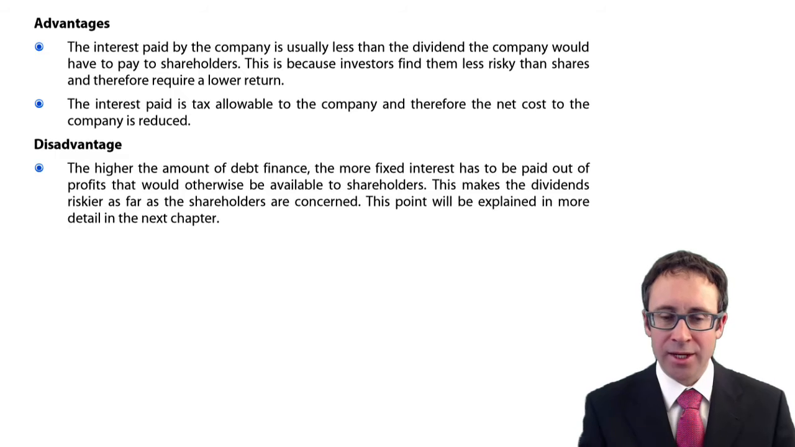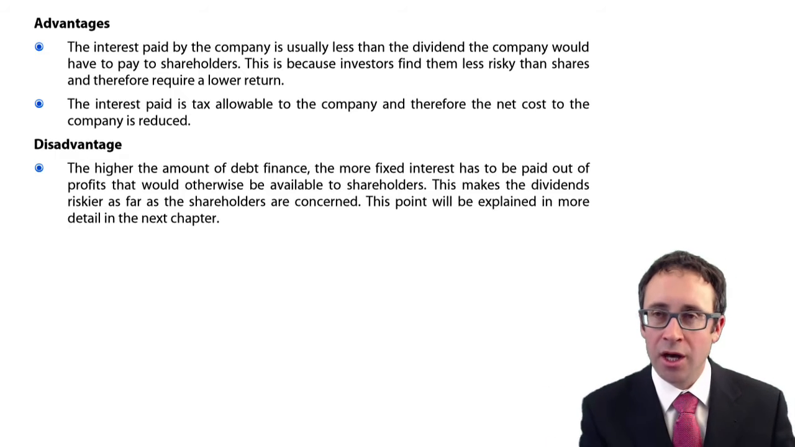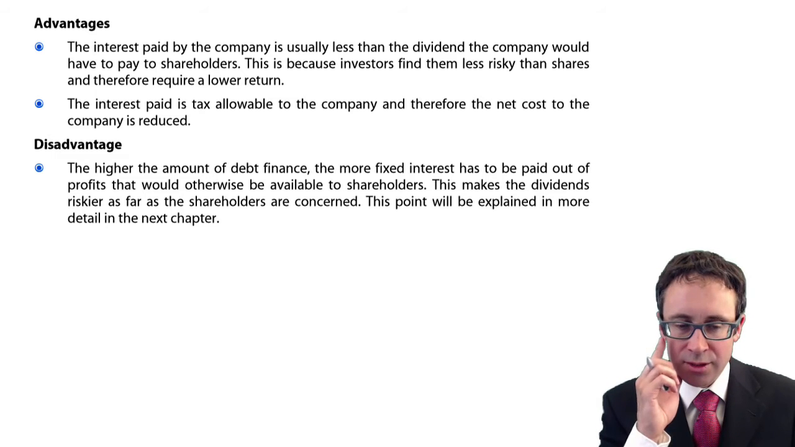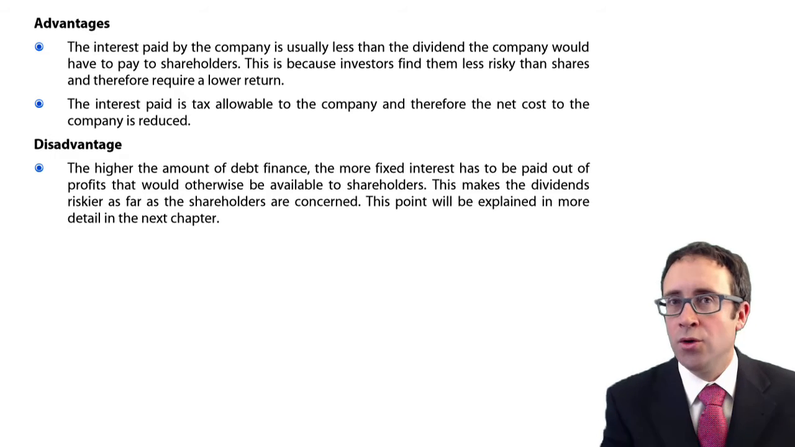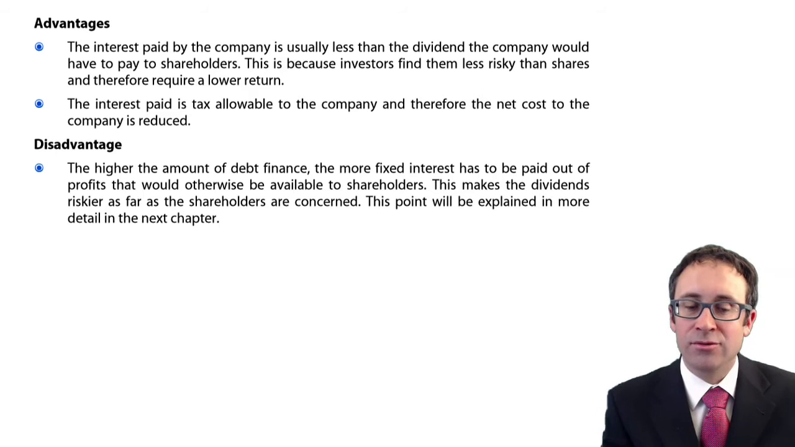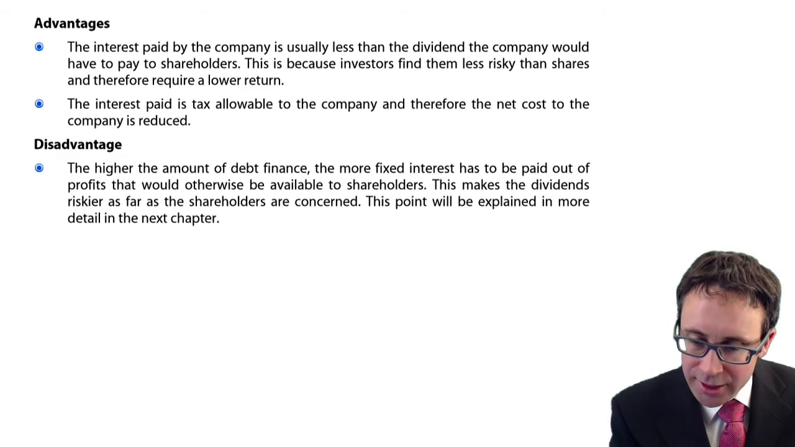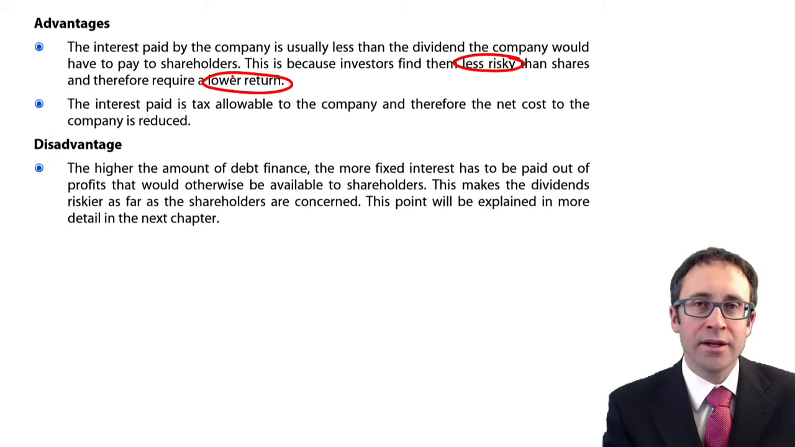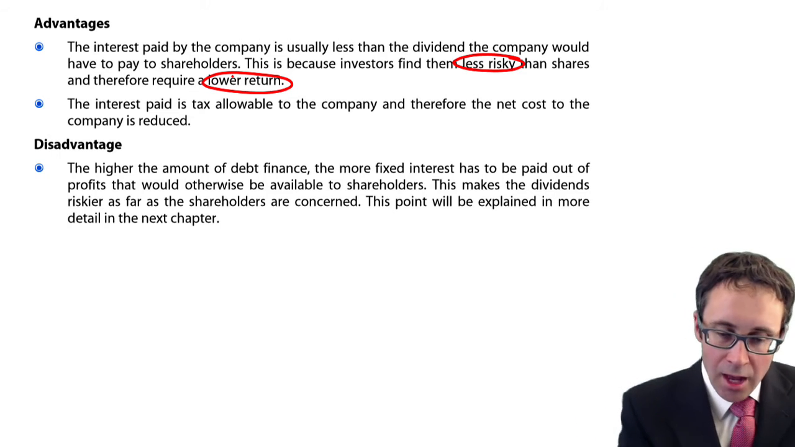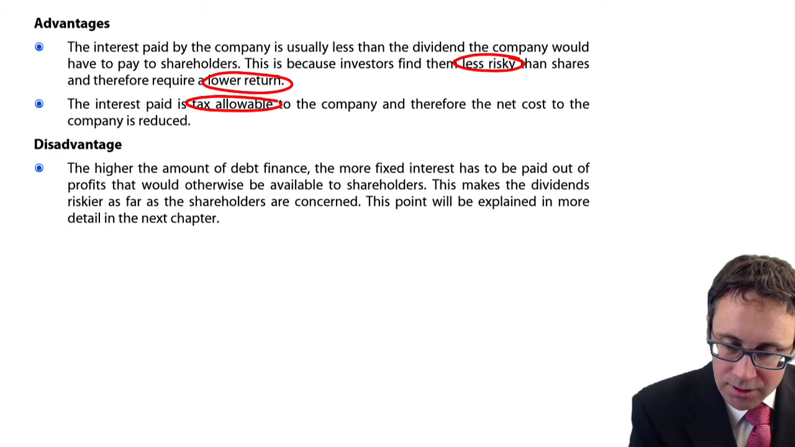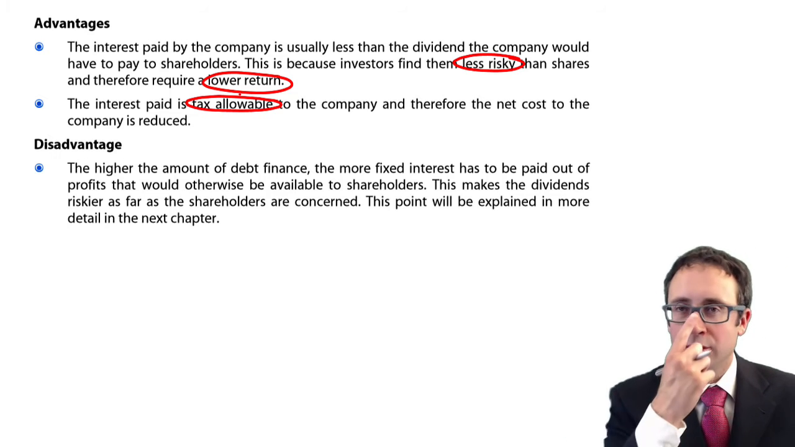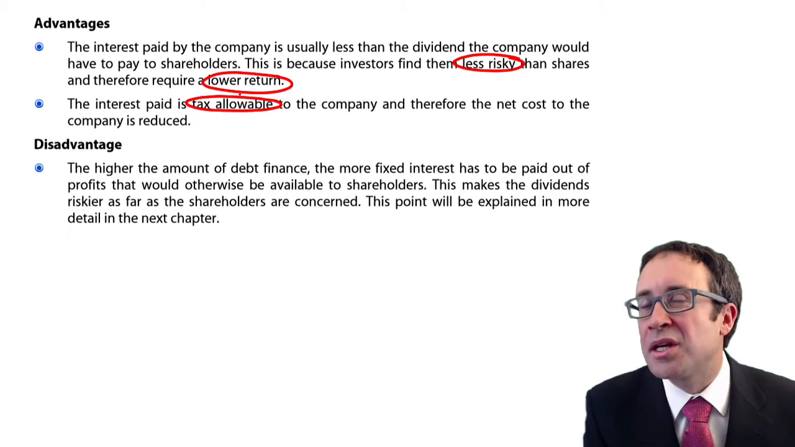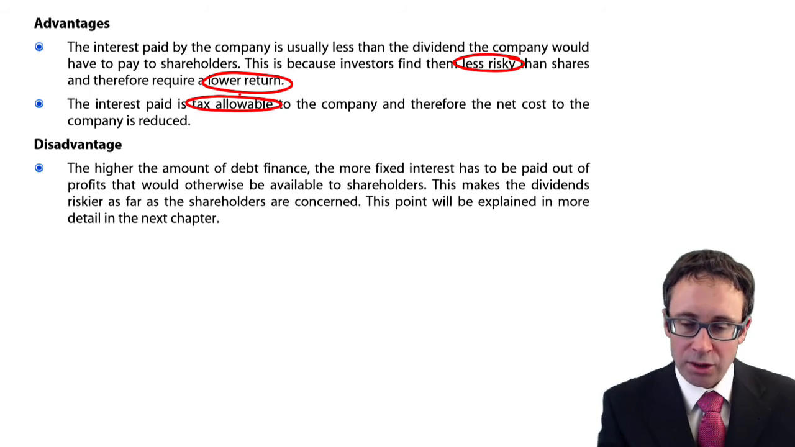Small picky bit, the interest is less than the dividend the company would have to pay to shareholders, so it's usually a little bit cheaper than your preference shares, again because they can be secured, and if they are secured, therefore there is less risk, isn't it? Less risk means less of a return, isn't it? Just note the interest paid is also tax allowable, and therefore that means the cost is cheaper. So will therefore reduce your weighted average cost of capital if you so wish.